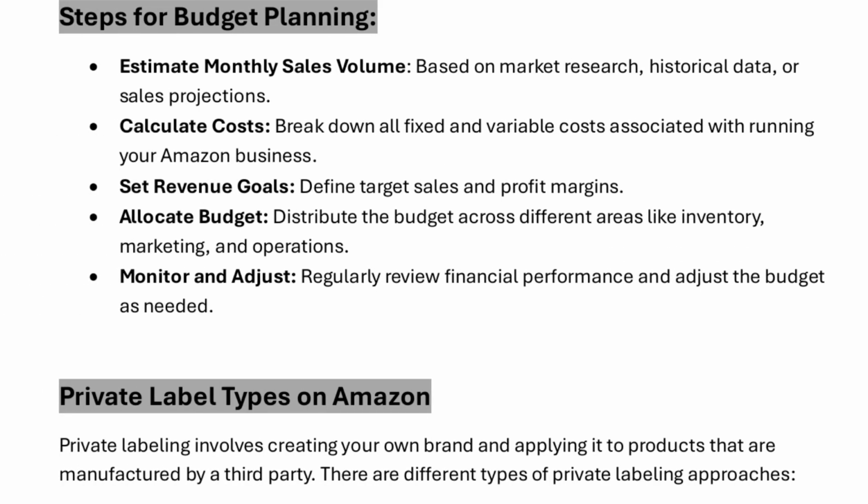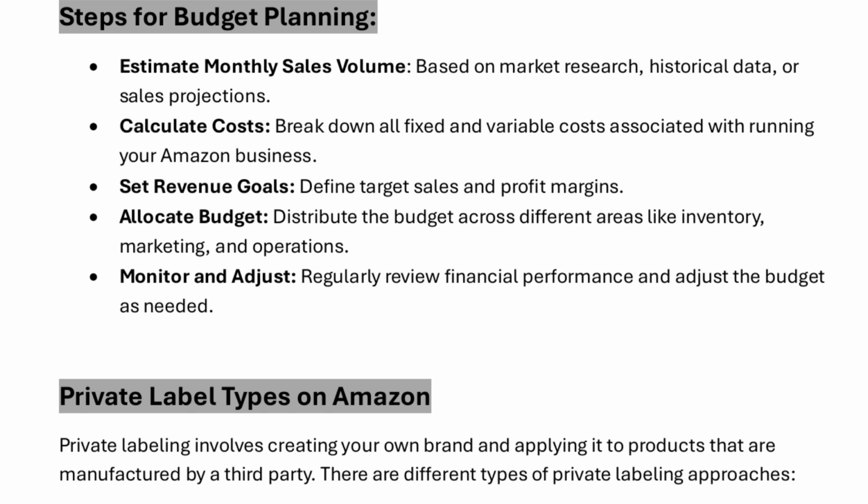Steps for budget planning. Number 1. Estimate monthly sales volume, based on market research, historical data, or sales projections. Number 2. Calculate costs. Break down all fixed and variable costs associated with running your Amazon business. Number 3. Set revenue goals. Define target sales and profit margins.